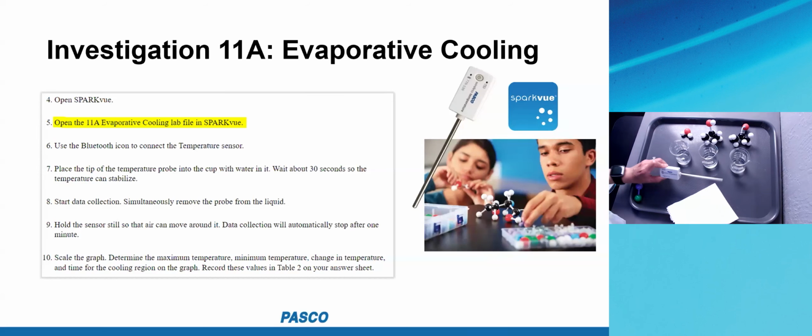Then the second part is sensor-based. So now I'm going to show how to get sensors connected to SPARKvue and how to use labs in Essential Chemistry. All the labs in Essential Chemistry have a step that looks like this: Open the 11A evaporative cooling lab file in SPARKvue. Almost exactly that wording, with whatever lab name goes here. Now, let me show you what that actually means.